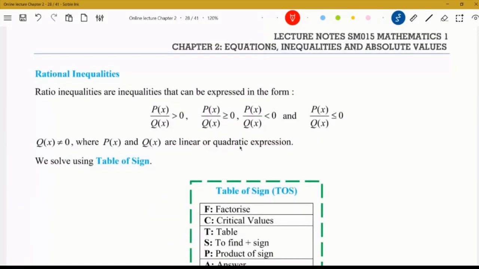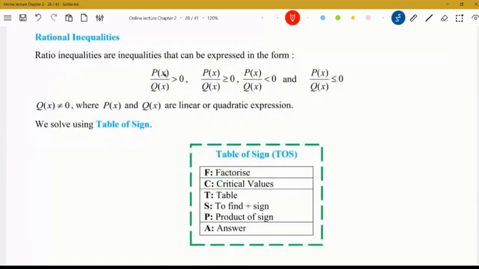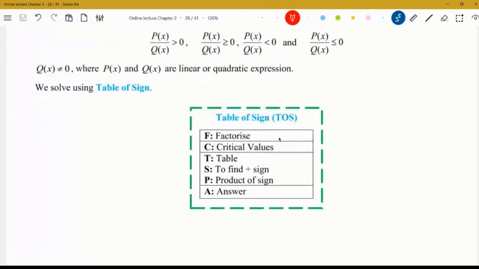Okay, dia bentuk dia seperti ini. Function di atas, function di bawah, either the greater than equal, less than equal, dan less than. Okay, so untuk rational inequalities, I use the method of table of sign. So table of sign ini saya modify sedikit untuk lagi senang. Okay, di mana I have factorized. So kita akan simplify sampai factorize, dapat fraction antara atas dan bawah saja.